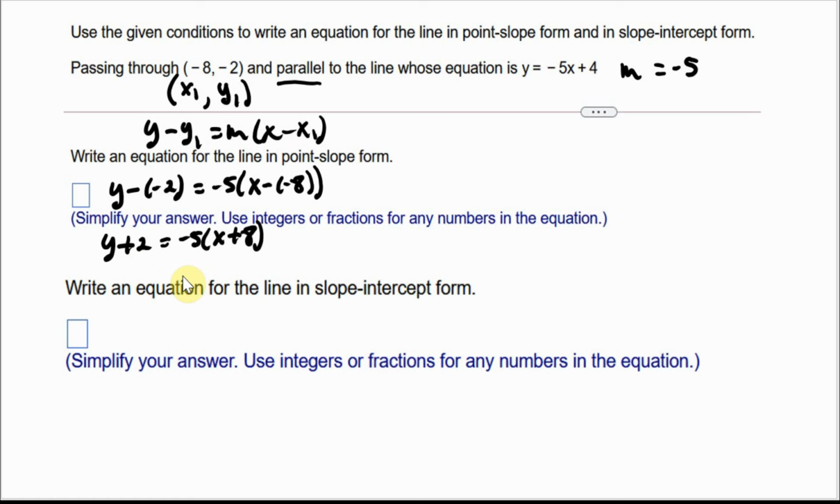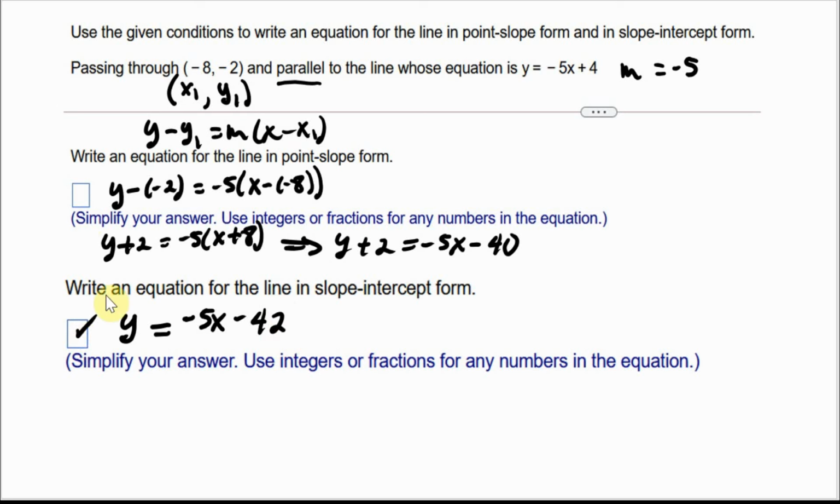That's all you need there. And then we simplify that. So this implies y plus 2 is equal to negative 5x minus 40. Now we just subtract 2 on both sides, and we get what we want here: y is equal to negative 5x minus 40 minus 2, which is minus 42.